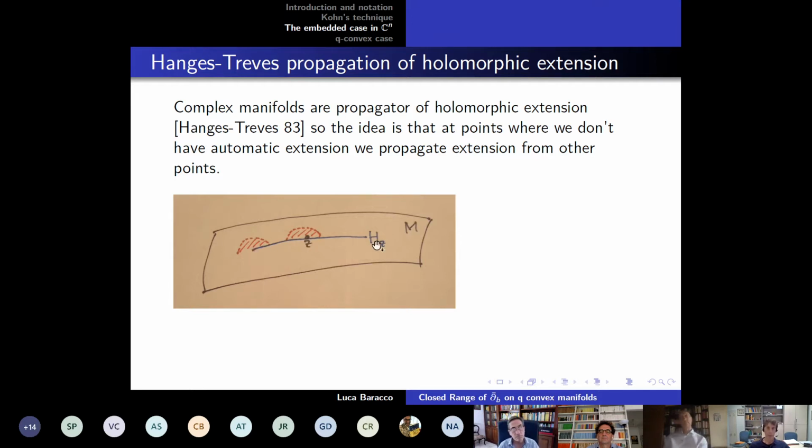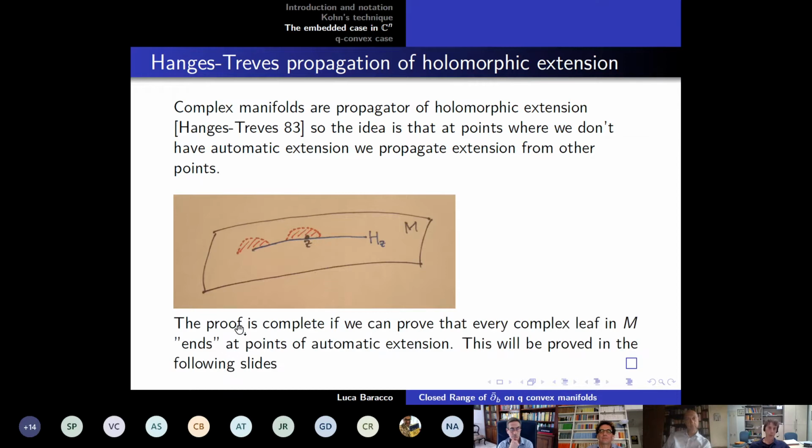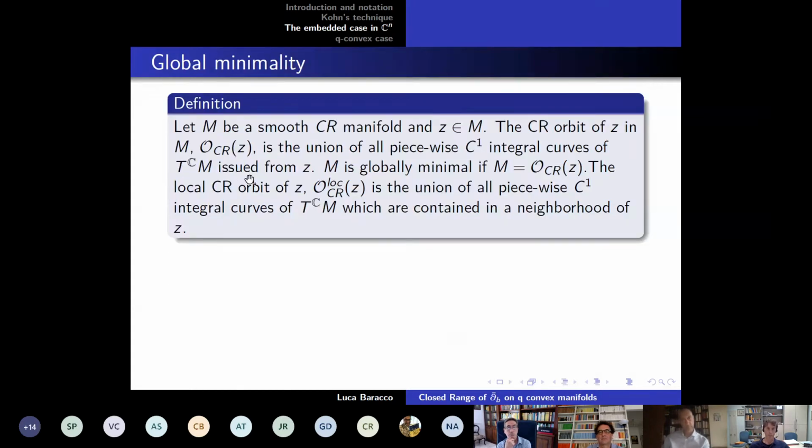And where this manifold ends, where it is not possible to continue it inside M, the final point of H_Z is a point of automatic extension, and using Hanges and Trèves, we propagate the extension from here to the point Z. So the proof is complete if we can prove that every complex leaf in M ends at a point of automatic extension. And this will be proved in the following slides. To prove it, I need the notion of global minimality.